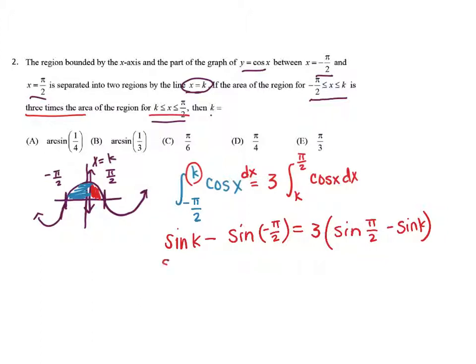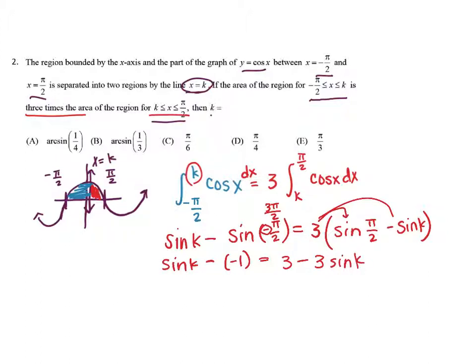So sine of k, or sin k, minus, now right here, sine of negative pi over 2. That's really talking about sine of 3 pi over 2, because you're going backwards. And sine of 3 pi over 2 is negative 1. That's sitting down at the bottom at 270. Equals, that's going to be 3 times 1 minus 3 times sin k.